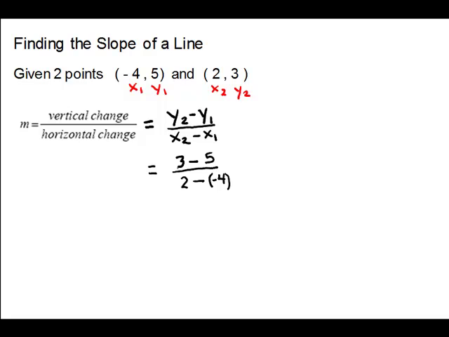So on the numerator, 3 minus 5, or 3 and a -5, gives us -2. The denominator, minus a negative or opposite of negative, gives us plus. So we have 2 plus 4 gives us 6. And we can reduce. We only have one negative, so it will be negative. And we have a common factor of 2. 2 goes into 2 one time, and 2 into 6 will go 3 times.